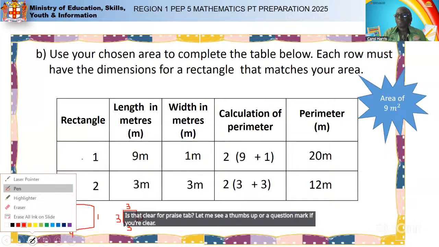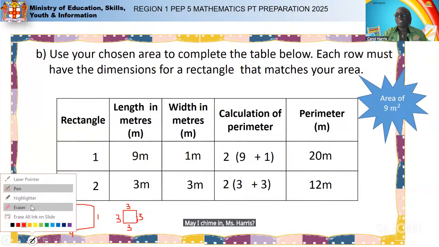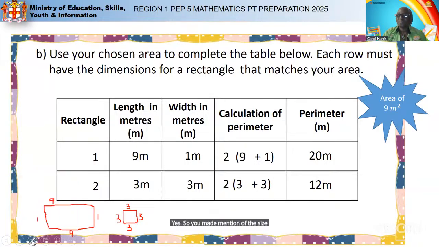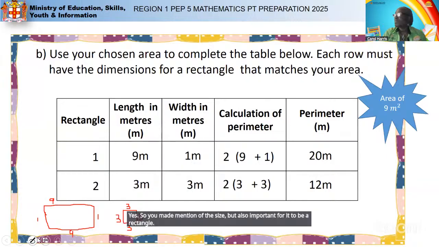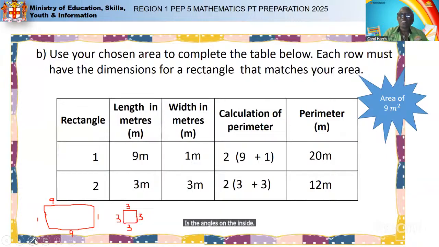May I chime in, Ms. Harris? Please, Mrs. Mundell Thomas. Yes. So you made mention of the sides, but also important for it to be a rectangle are the angles on the inside, on the corner. They must be 90 degrees. Correct. So they must be right angles. I didn't mention that part, and that's important. Thank you, Mrs. Mundell Thomas.